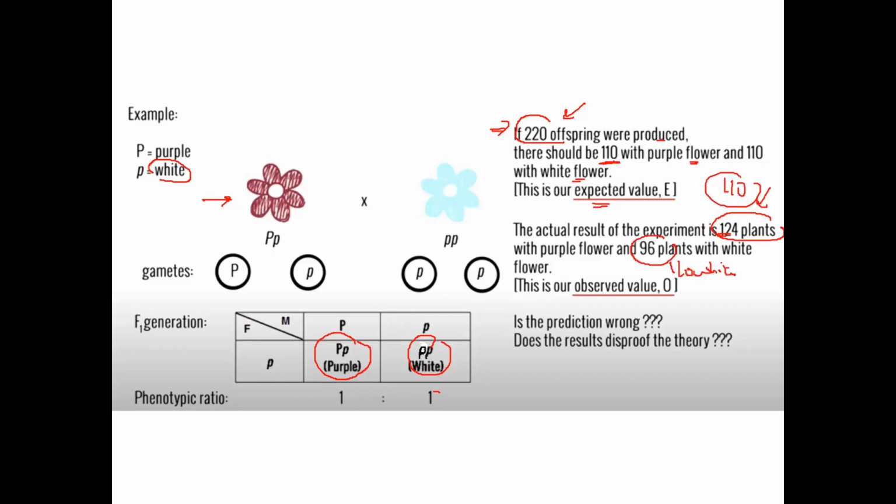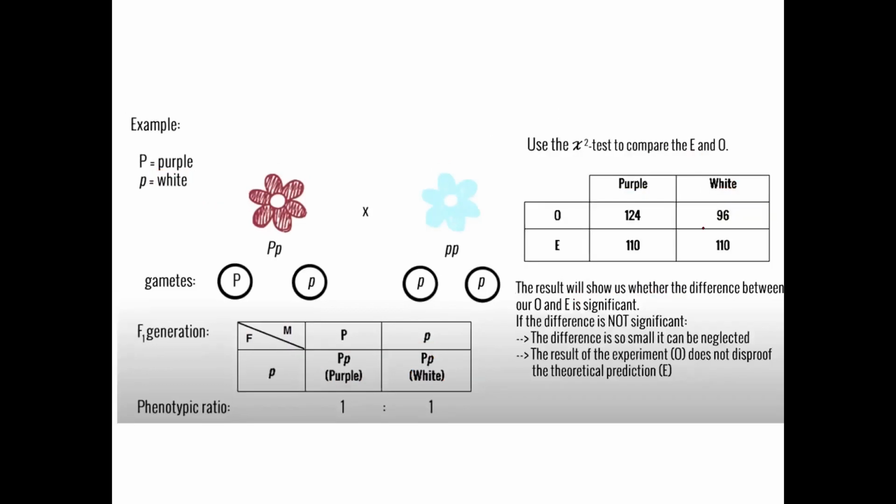So अब हम इसकी basis पे we'll see कि whether our prediction was wrong, ठीक है? Whether there's a huge difference between these results, ठीक है? और whether हमारे जो results आए हैं, whether they disprove the theory. So this is what we look for, right? In chi-square test. All right then.